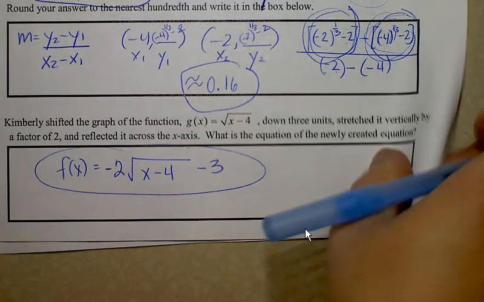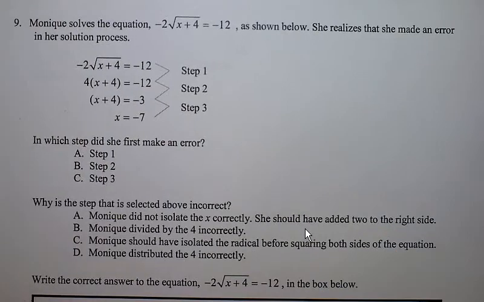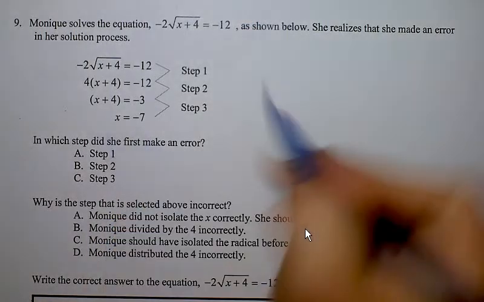Please flip over and find number 9. Monique solves this problem, and then she realizes she made an error. My personal preference is whenever I have this happen, I think it's easier personally to go off to the side to do the work and then to check and compare my answer with the answer given. So I'm going to do that right now.